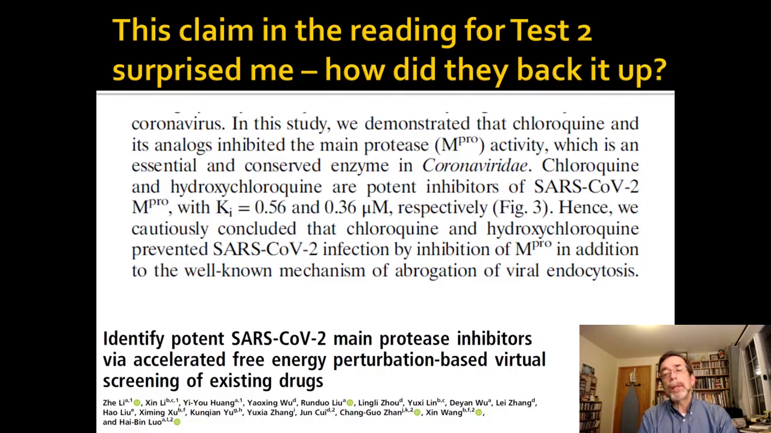Their computer predicted that chloroquine and hydroxychloroquine would be potent inhibitors, and we talked about that evidence in the last lecture. So hence they cautiously concluded that chloroquine and hydroxychloroquine prevented SARS-CoV-2 infection by inhibition of the protease. Now actually, this was not supported, and so you want to look and see, okay, they say they have evidence for this. How strong is this evidence?